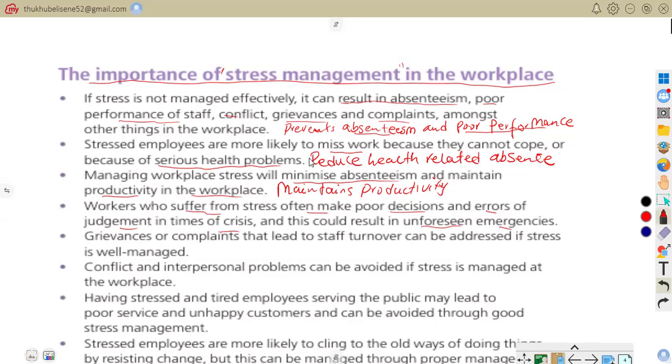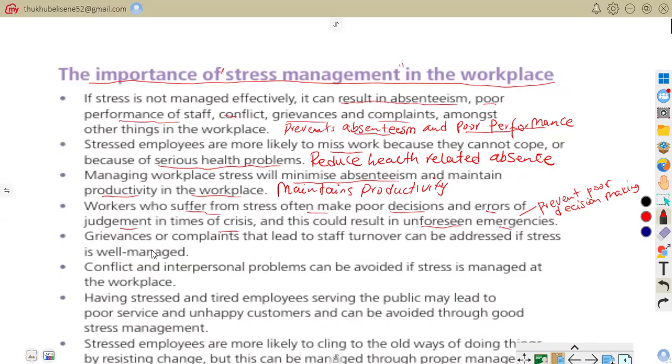So if stress is well managed, this is going to prevent poor decision making. This will prevent poor decision making because we are saying stress can cause bad judgment. A stressed worker makes costly mistakes. But if this is managed very well, that can prevent poor decision making. We'll be together on that.